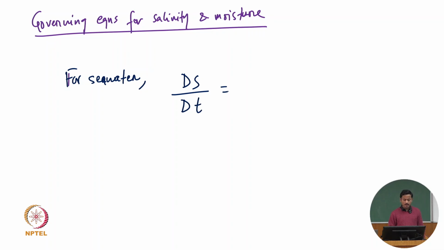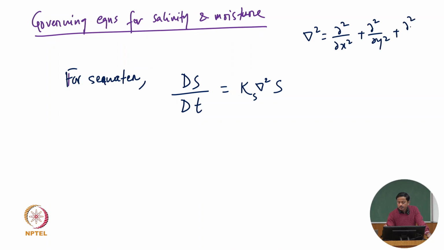So capital D over Dt is again the total derivative, the material derivative, and this is in terms of the Laplacian of the salinity. I mean, the total derivative of salinity is proportional to the Laplacian of the salinity. If you have not yet seen this operator, this is the operator del squared by del x squared plus del squared by del y squared plus del squared by del z squared. So this is the Laplacian operator, the sum of the second partial derivatives.